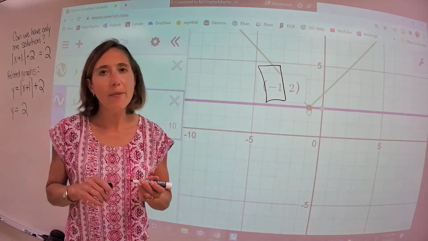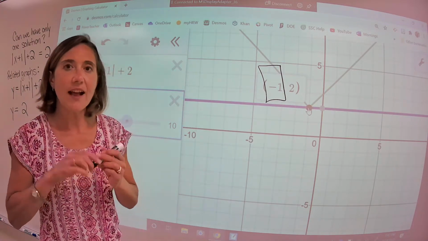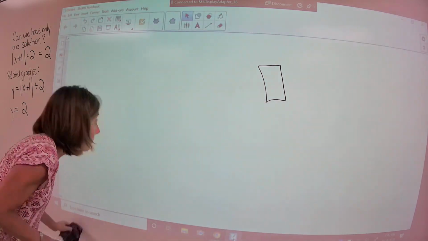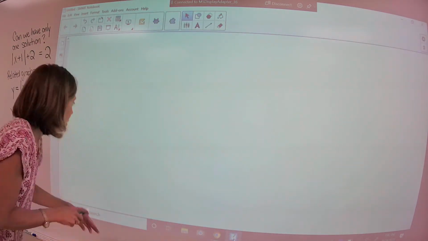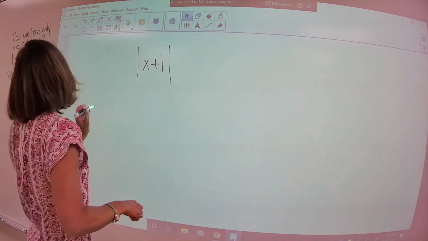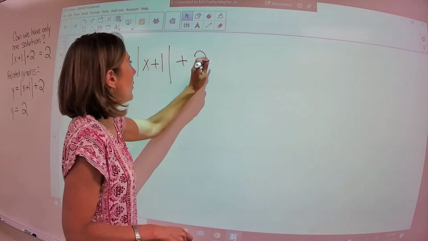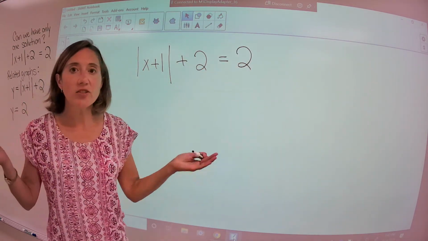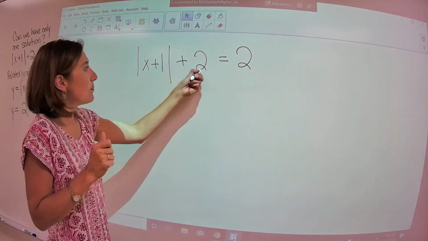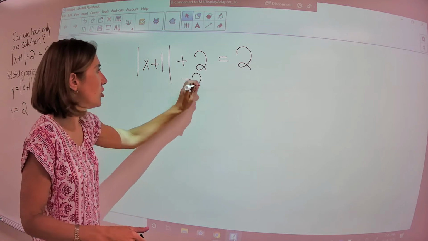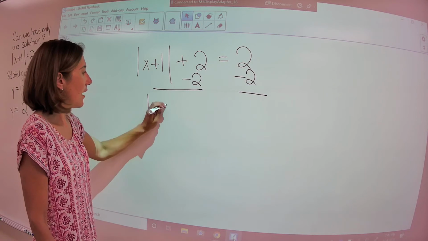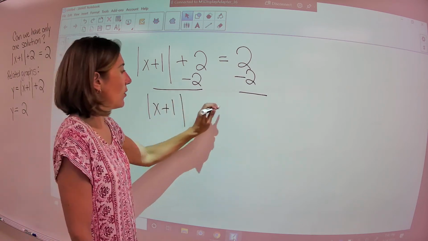Now I wonder why that happened algebraically. Let's take a second and look at this algebraically as well. So if I was going to solve this algebraically, I have x plus 1 in absolute value plus 2 equals 2. And we talked yesterday about how you want to have the absolute value by itself on one side of the equation. So this plus 2, I've got to get rid of that. So I'm going to subtract 2 fairly on both sides of my equation, and I'll have the absolute value of x plus 1 equals 0.